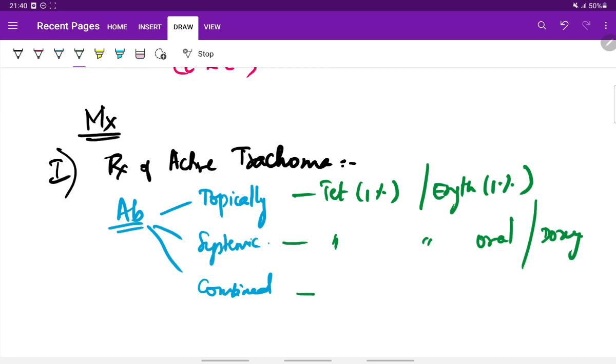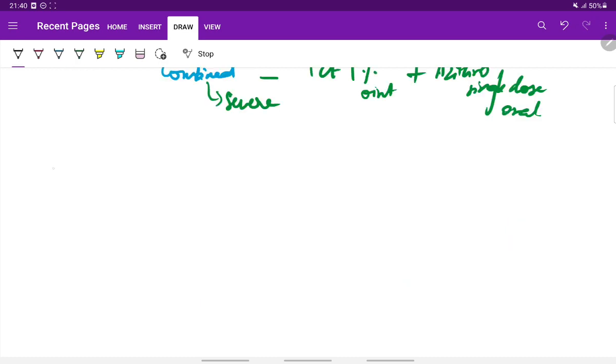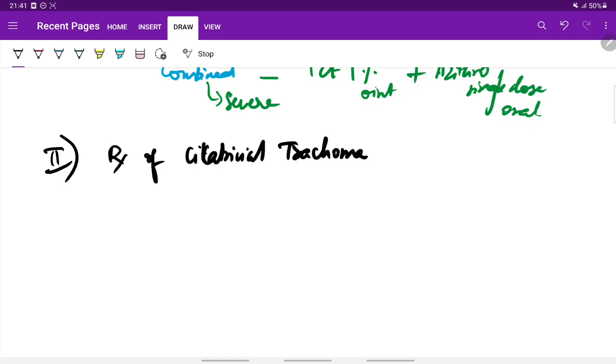Combined is preferred when the inflammation is very severe. So here we give tetracycline 1% ointment along with azithromycin single dose orally. Next is the treatment of cicatricial trachoma. Firstly, we have seen the treatment of active trachoma. Now the cicatricial trachoma.